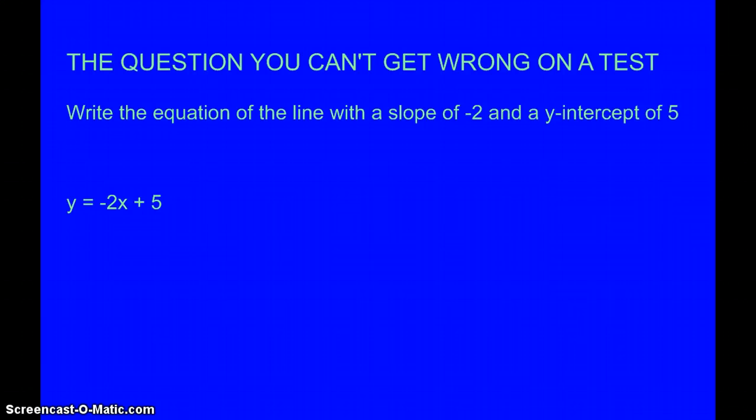Biggest one, the question you can't get wrong in a test, part of your homework tomorrow and things that will be on a test are simply writing an equation where you're given the slope and the y-intercept. And so you need to be able to identify that the slope is the m value, the y-intercept is the b value, and you simply plug into the equation, giving you an equation like y equals negative 2x plus 5. So that is an actual test question, and that is one that you absolutely cannot get wrong. That is just knowing the parts of an equation and how they work.